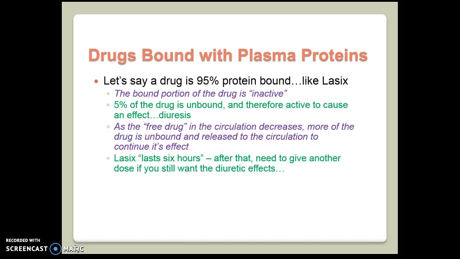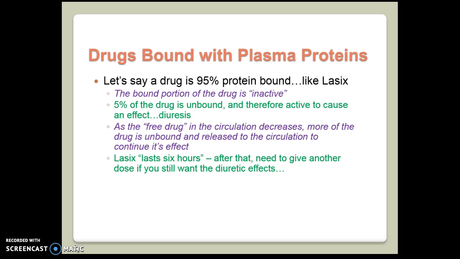So let's say a drug is 95% protein bound, for example, Lasix. The bound portion of the drug is inactive. 5% of the drug is unbound and therefore active to cause an effect. And we know what Lasix does. It causes diuresis. As the, quote, free drug, that 5% in the circulation, decreases, more of the drug is unbound and released to the circulation to continue its effect.